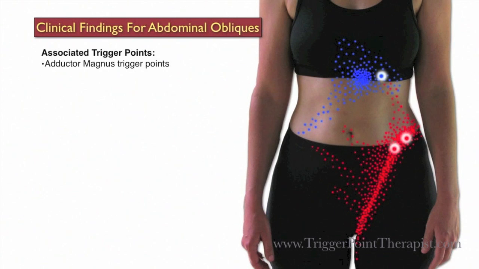Some associated trigger points for the abdominal obliques include the adductor magnus and the quadratus lumborum because of its function and similar referral patterns.